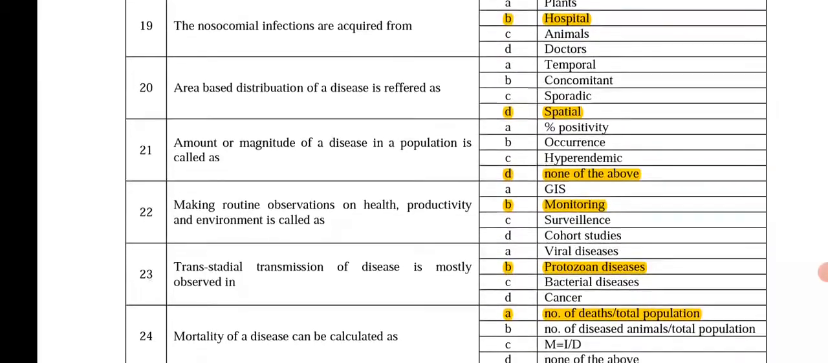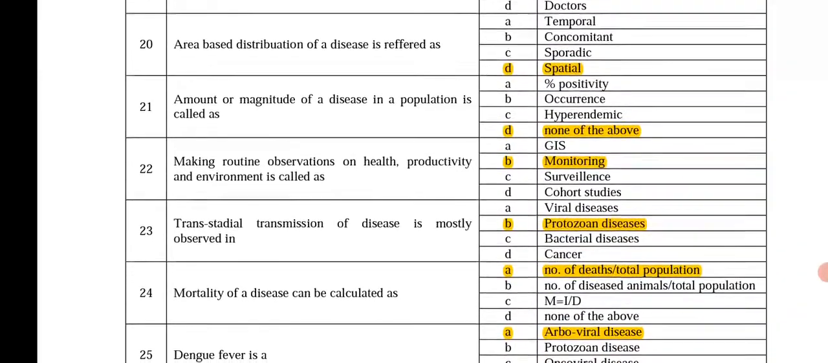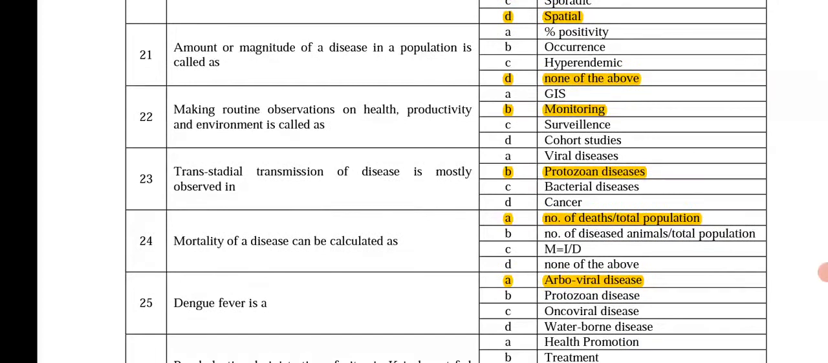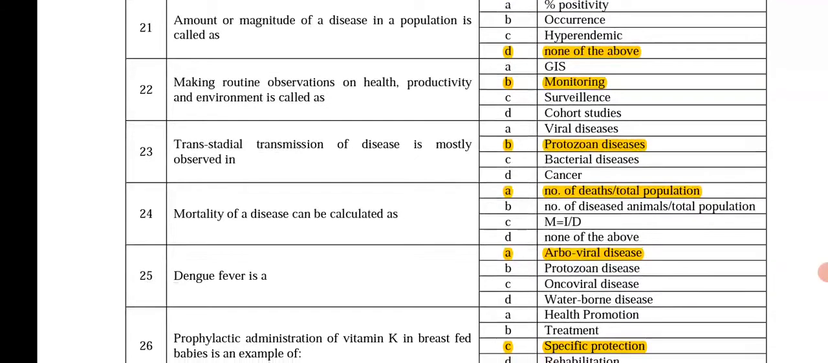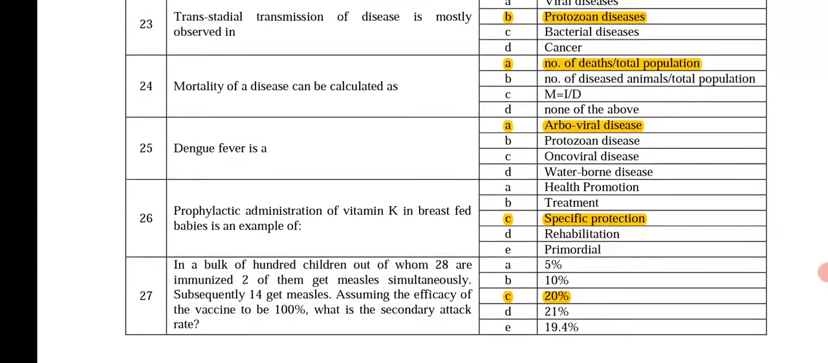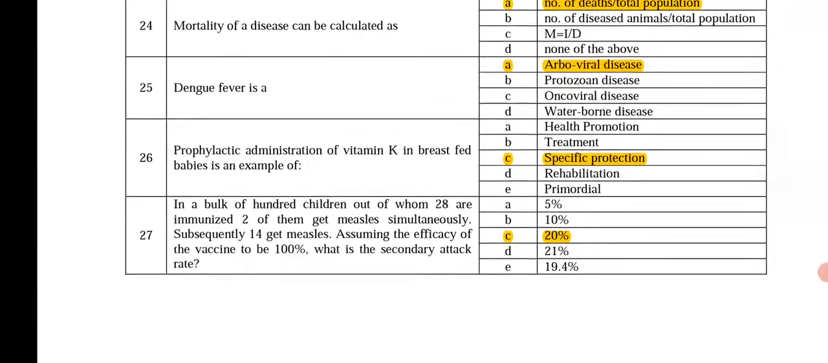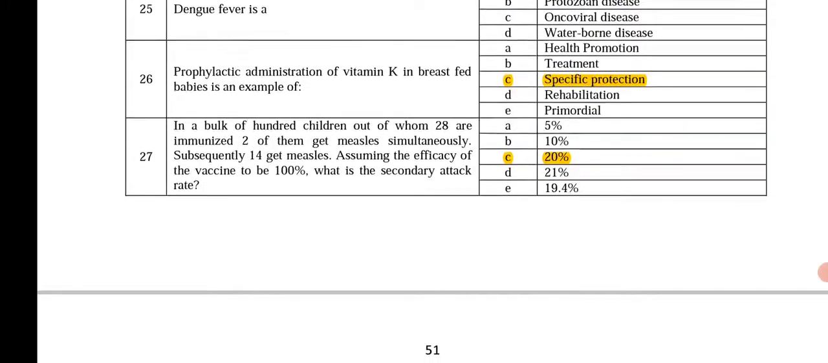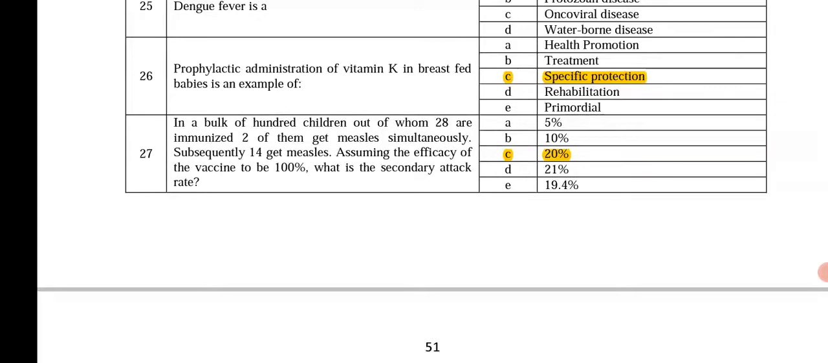Making routine observation on health, productivity and environment is called monitoring. Transstadial transmission of disease is most commonly observed in protozoan diseases. Mortality of disease can be calculated as number of deaths divided by total population. Dengue fever is an arboviral disease. Prophylactic administration of vitamin K in breastfed babies is an example of specific protection. In a bulk of her children, out of whom 28 are immunized, 8 of them get measles simultaneously. Subsequently, 14 get measles. Assuming the efficacy of vaccine to be 100%, what is the secondary attack rate?